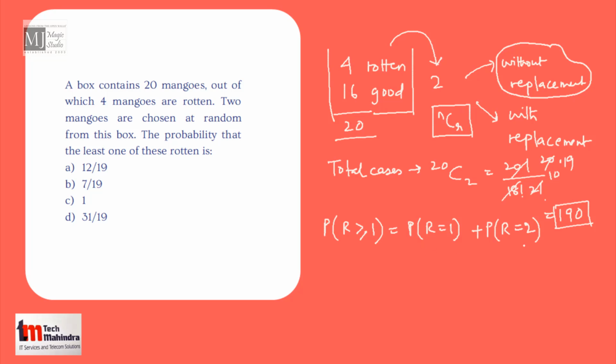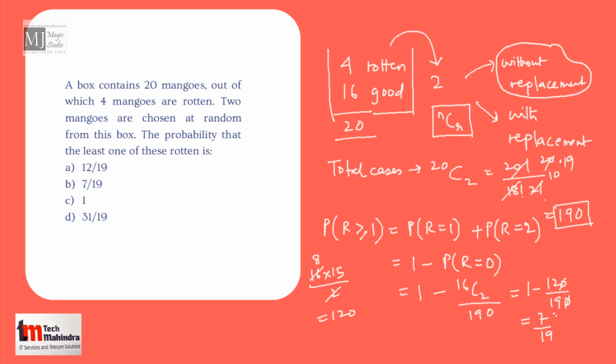Now instead of calculating 2 probabilities, can I say this is 1 minus there is no rotten mango? Isn't it? Because total probability is 1. So this will be 1 minus no rotten mangoes. That means we need to select from 16 good ones itself. That would be 16C2 by 190. Now how much is 16C2? 16 into 15 by 2. That is 120. So 120 favorable cases here. It should be 1 minus 120 by 190. That is 1 minus 12 by 19. That gives me 7 by 19. Do we have the option? Yes. Option B fits in.